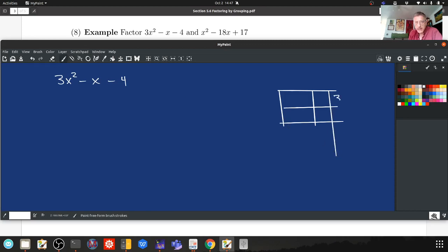So this is 3x squared minus x minus 4. So since the leading coefficient is prime, I have no real choice but to put x there and 3x there. Here this is negative and this is negative. So this is going to be the sum of two numbers, which is negative. So it means the larger of the two will have to be negative. And since this is negative, it has to be the product of two factors, exactly one of which is negative.